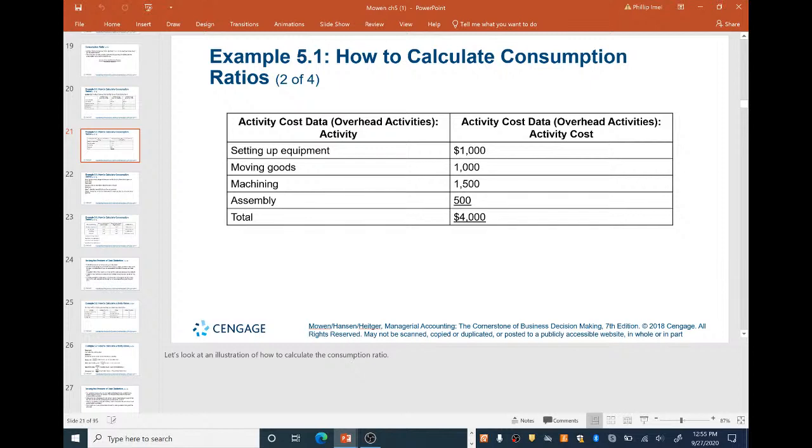Down here, we have the activity cost data. So these are the overhead activities. So this is the actual activity right here. So this setting up equipment, moving goods, machining, assembly, and then the total down here at the bottom. And this is the activity cost data, so the activity cost for each one of these relative items here. So for example, setting up equipment was $1,000, moving goods was $1,000, and so on and so forth.